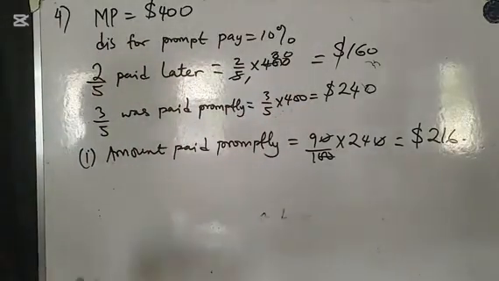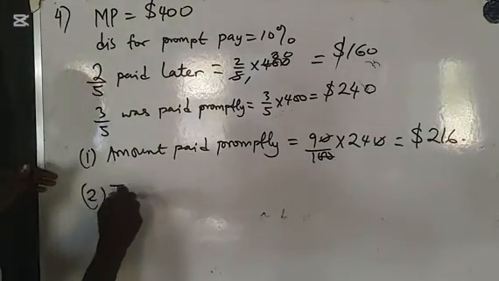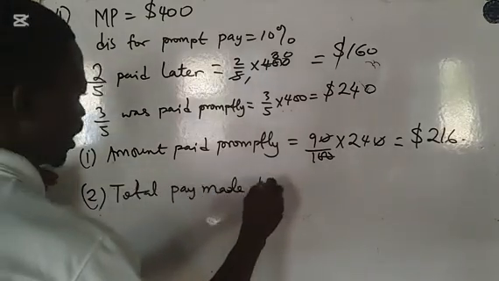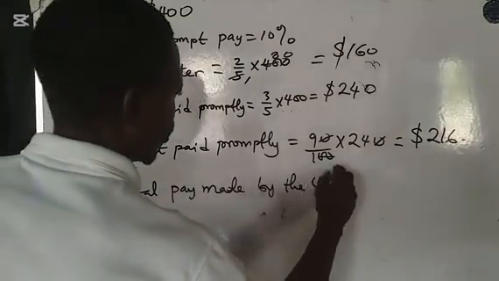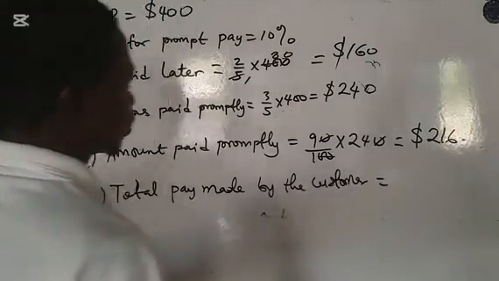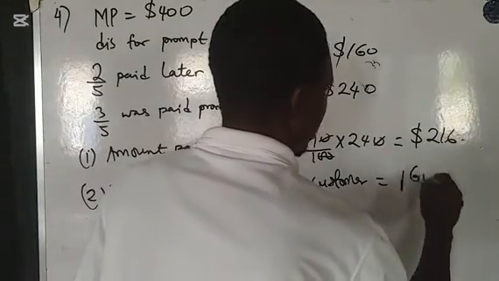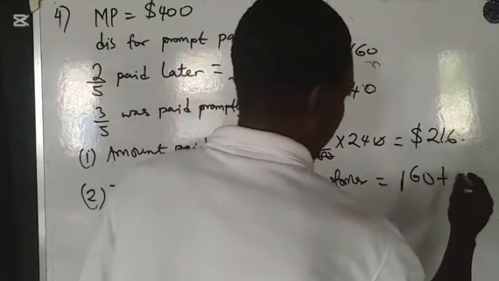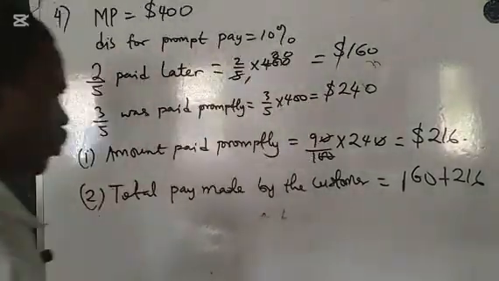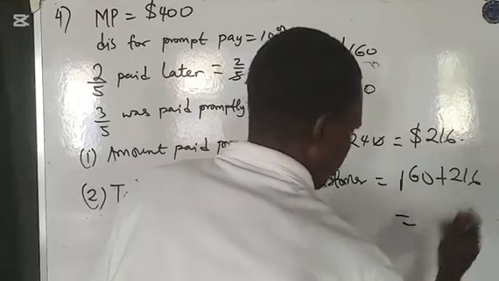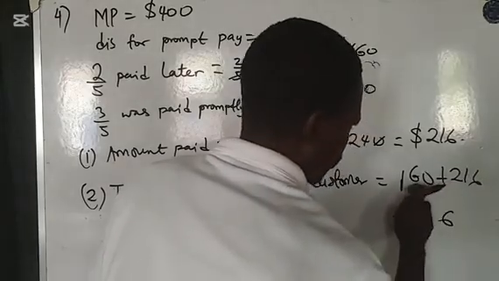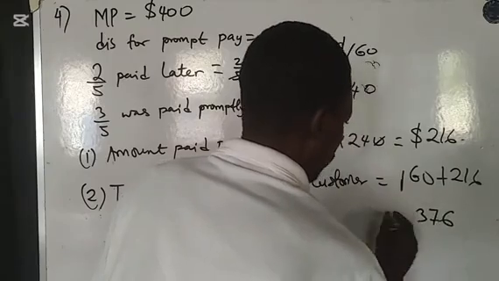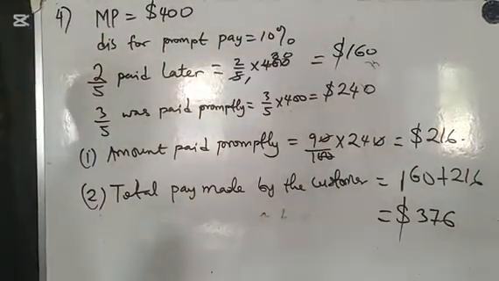So the total amount paid by the customer equals 160, the one he paid later, plus the one he paid initially, 216. Let's add it up. 0 plus 6 is 6, 1 plus this one gives 7, then 3. That gives us 376. So altogether, he paid $376.